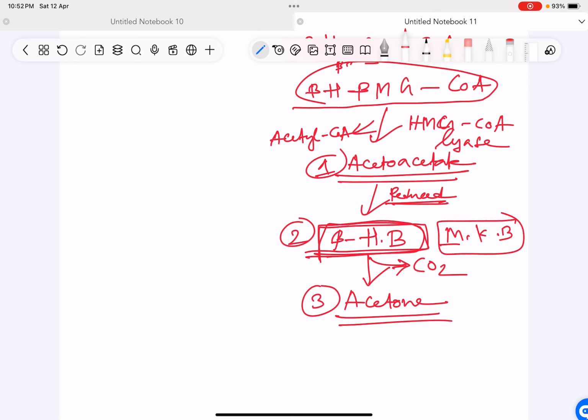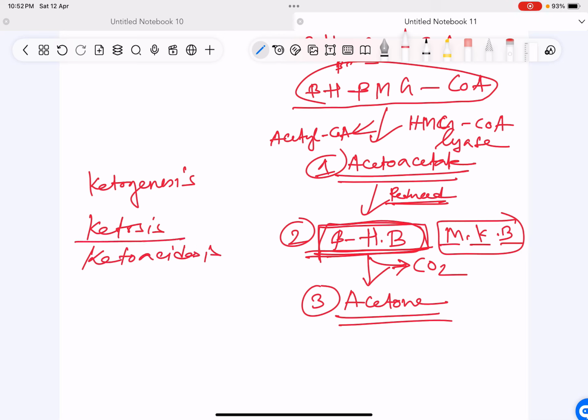Major ketone body, MKB, I wrote in short. The major ketone body is beta hydroxy butyrate. So this is your ketogenesis. This is the process known as ketogenesis. Now what is ketosis and what is ketoacidosis?